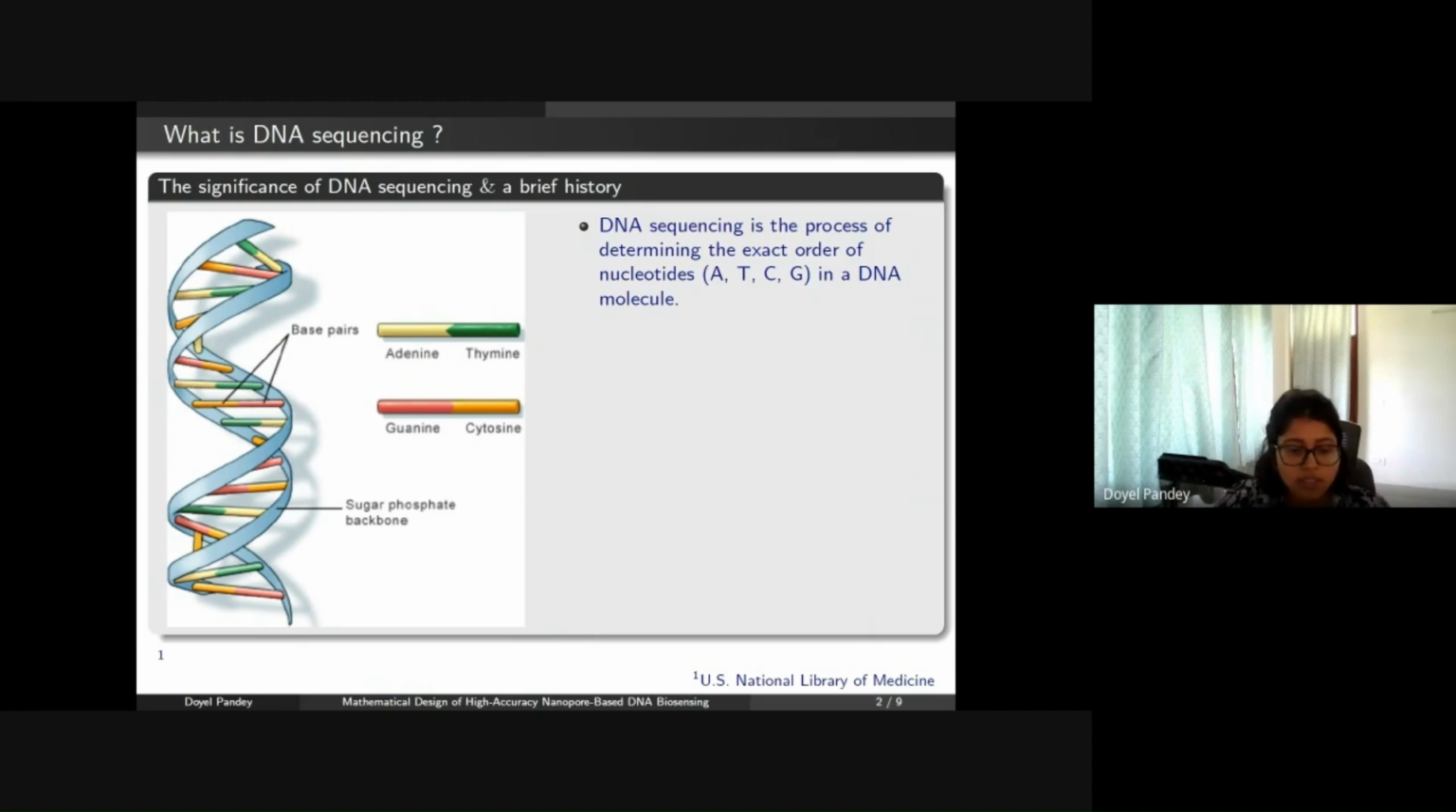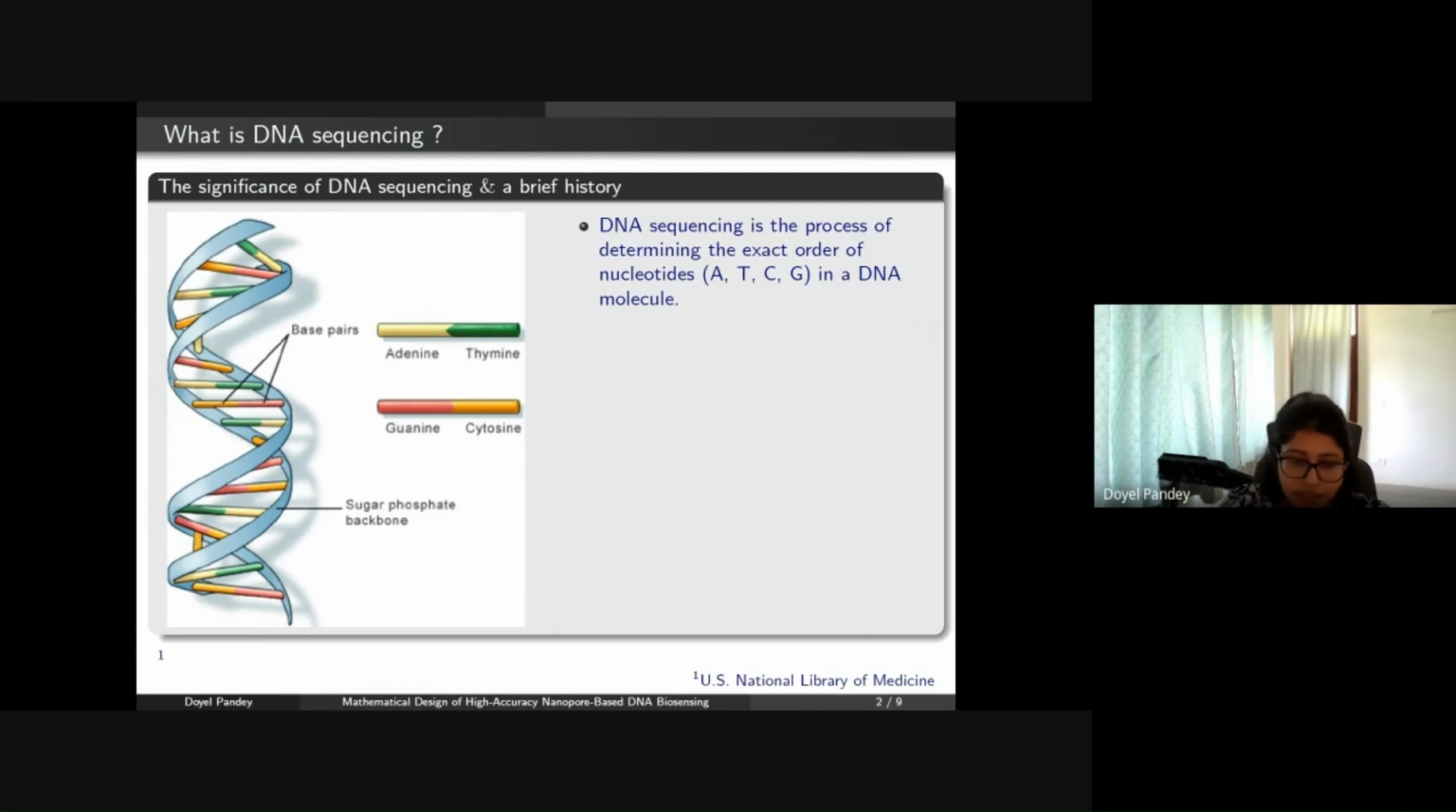So DNA sequencing is the process of determining the exact order of the four nucleotides, adenine, thymine, cytosine, and guanine, that make up a DNA molecule. Now, knowing the sequence is fundamental to modern biology and medicine. It helps us understand genetic disorders, identify disease-causing mutations, develop personalized therapies, detect pathogens, and study evolution.